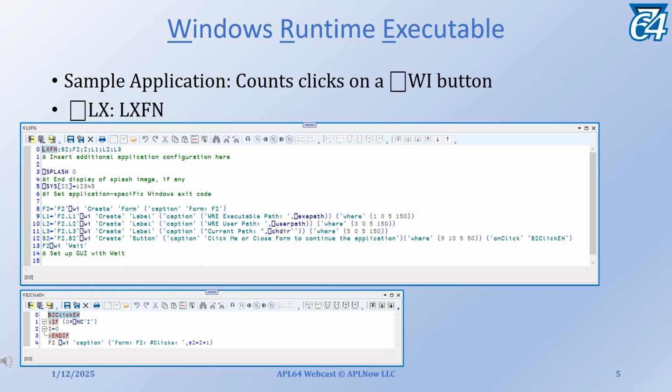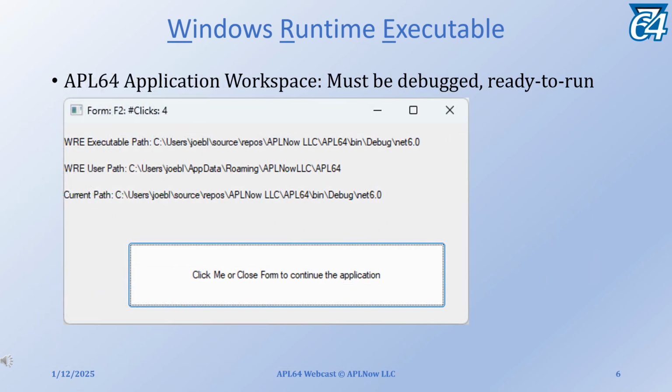In the following slides, the workflow to create the WRE executable file is illustrated. Before creating the WRE executable, the click count application is tested in immediate mode in the APL64 developer version. In this case, the application test is completed successfully. The paths illustrated in the label content of the application system will be different at runtime when the application is deployed to an end user.